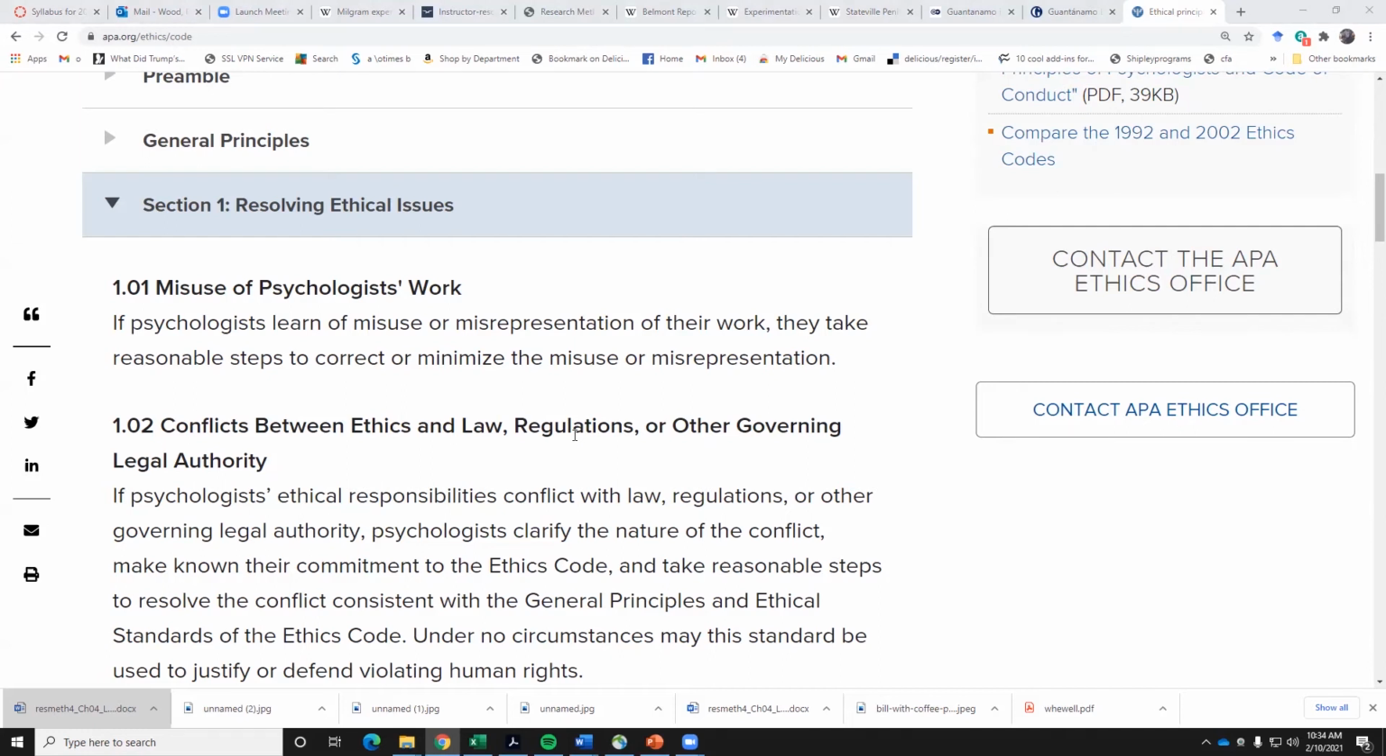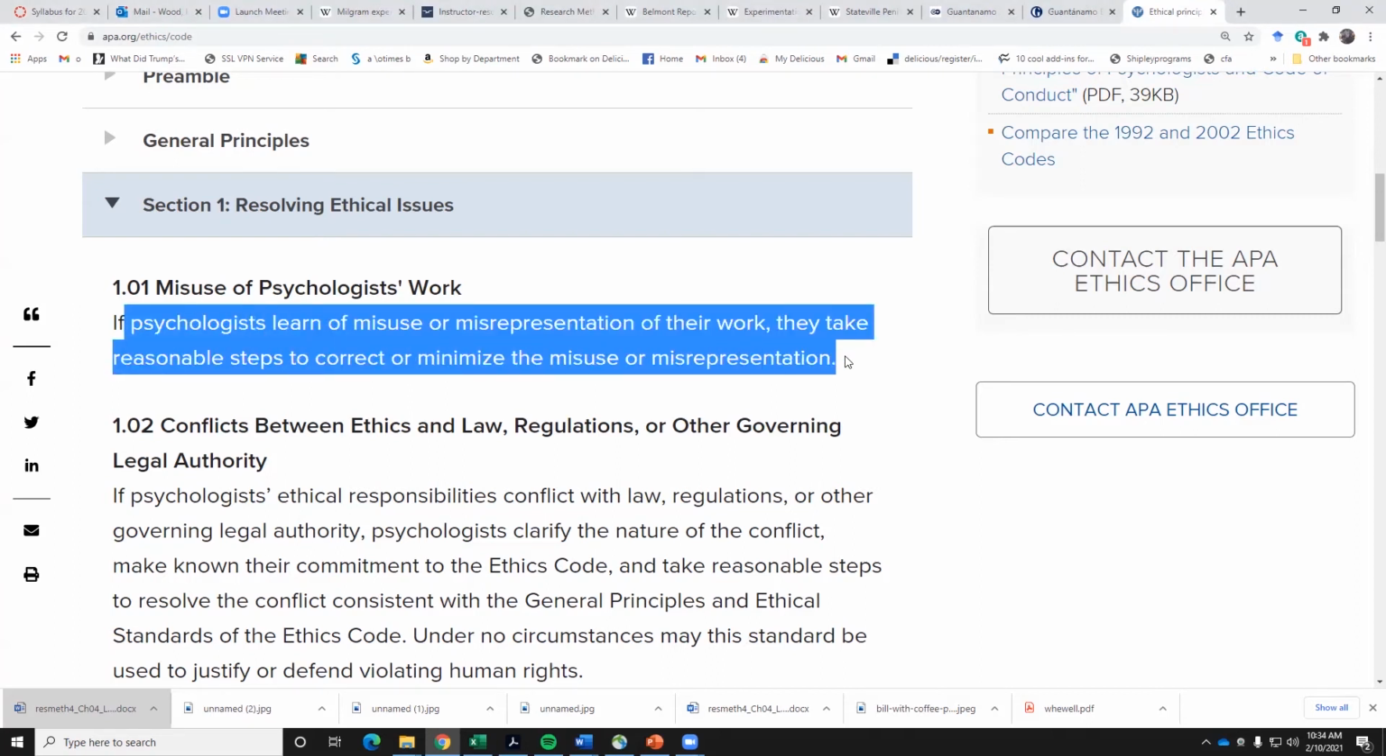Notice, the book doesn't talk about this, but this first section on resolving ethical issues is also in the code. And this first one is, to me, pretty important, that you need to take care that you stand up and talk about the value of truth if someone is misusing your research or misrepresenting it.